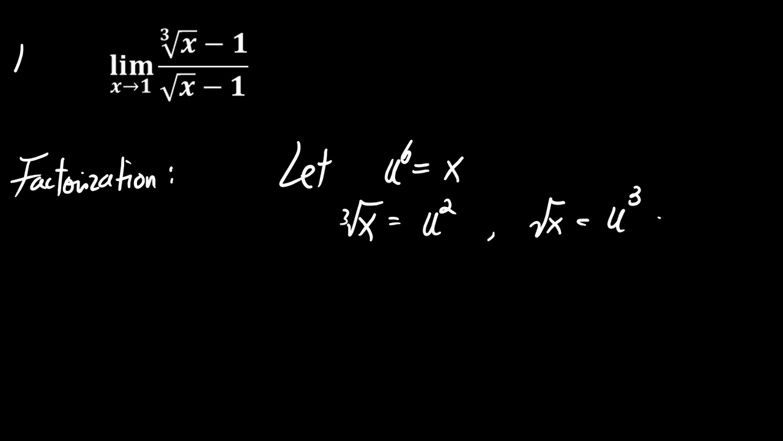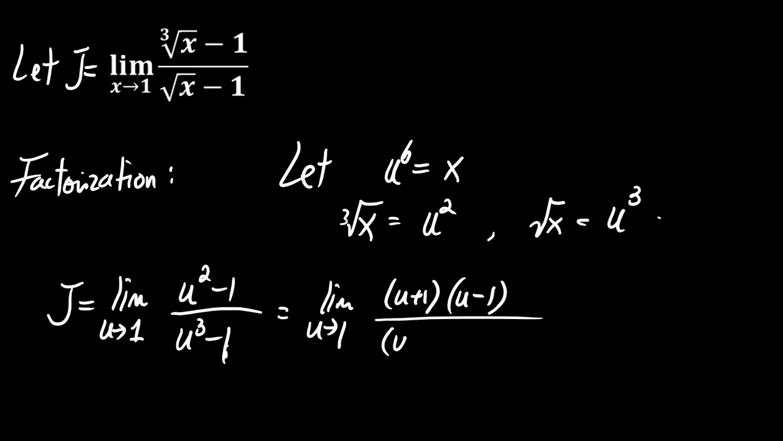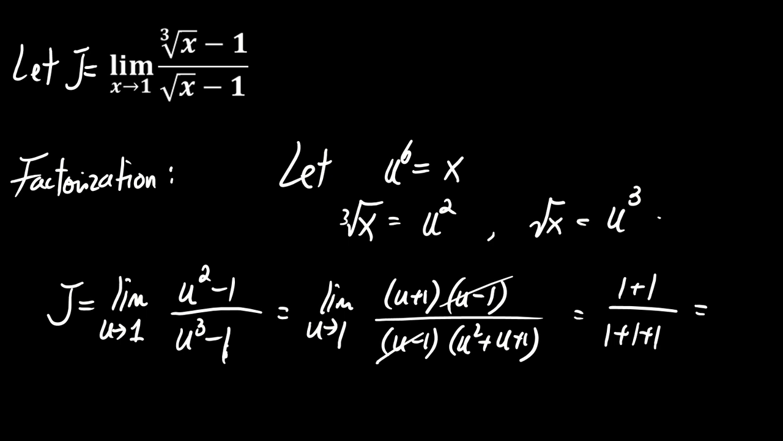Therefore, if we let this limit be J, it equals the limit as x goes to 1, where u also goes to 1, of u squared minus 1 over u to the power 3 minus 1. And now we can factorize as (u plus 1)(u minus 1) over (u minus 1)(u squared plus u plus 1). Cancel out the common factors. Substitute in, 1 plus 1 over 1 plus 1 plus 1, that is 2 over 3.